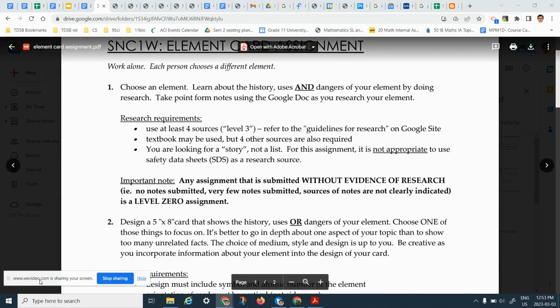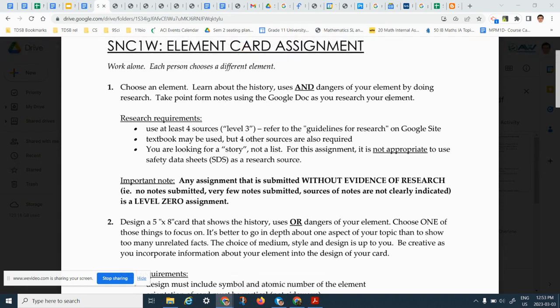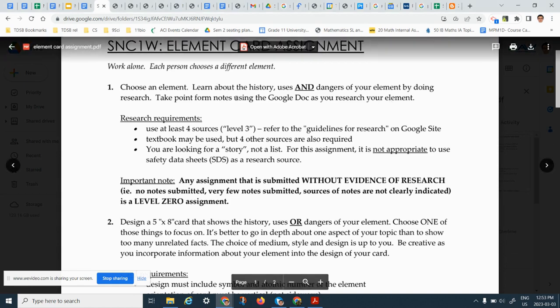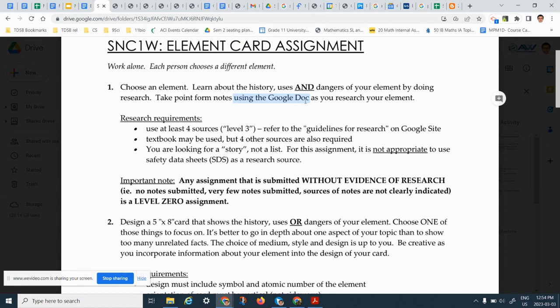So it is an individual assignment. So you'll choose an element, you'll learn about the history, uses, and danger of the element by doing research. Take point form notes using Google Docs as you research your assignment or your element. What I'm going to actually ask you guys to do, instead of using Google Docs, I will ask you to change that. So cross that out on your piece of paper.